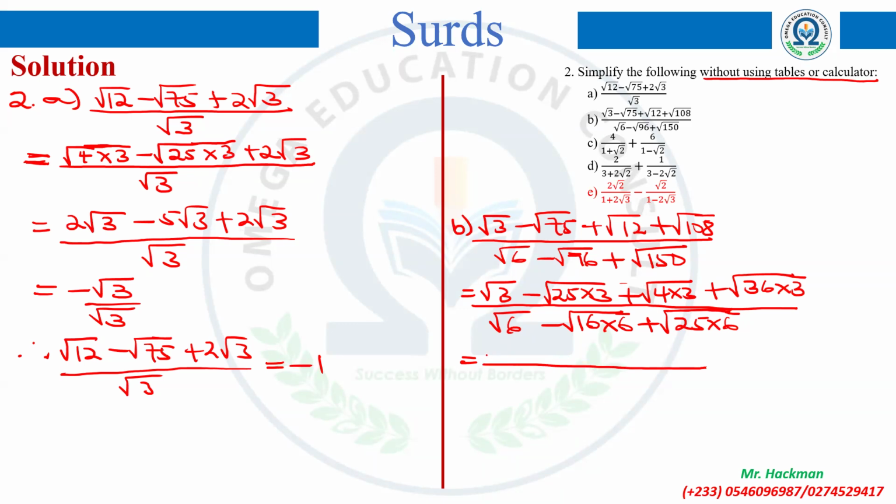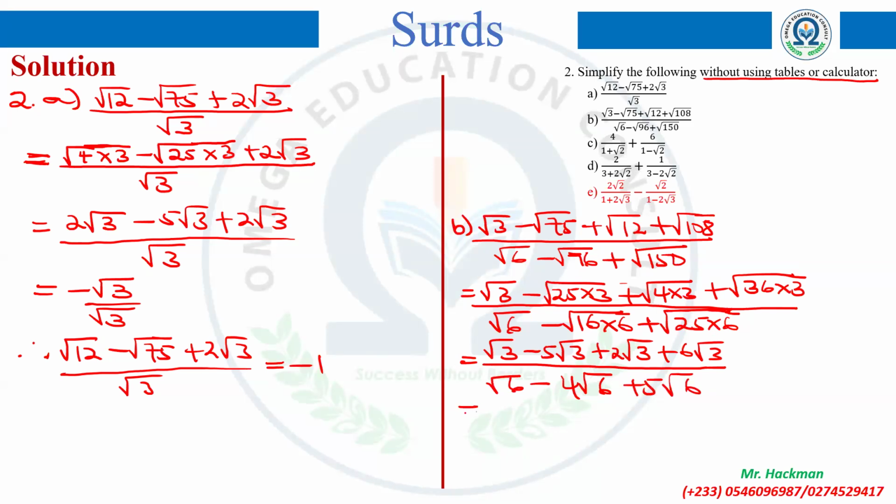Okay, so at this point we have root of 3, this reduces to 5 root of 3, this reduces to 2 root of 3, then this will give us 6 root of 3. My denominator: this is still intact, root of 6. This will give me minus 4 root of 6, then this will give me plus 5 root of 6.